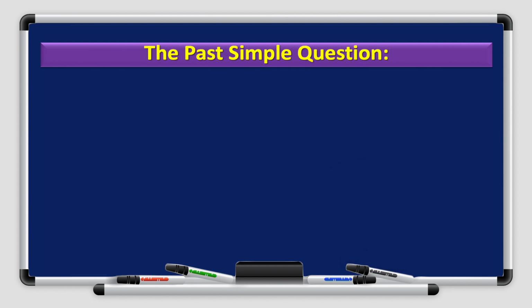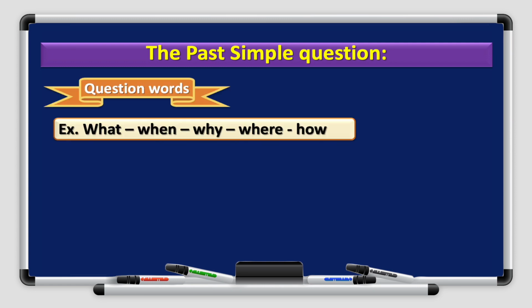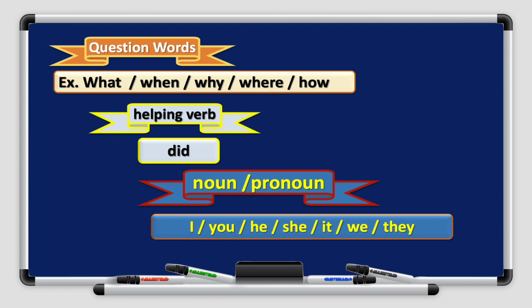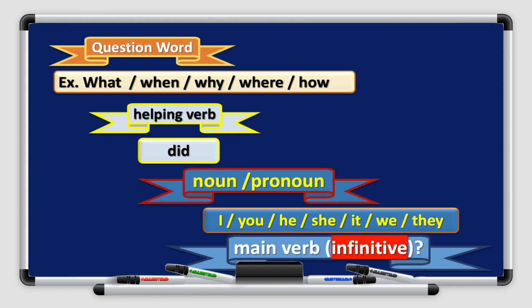The past simple question. How to form questions with the past simple? You start with question words, either what, when, why, where, or how, followed by a helping verb, did. Then you add your pronoun, I, you, he, she, it, we, or they. And finally, your main verb, infinitive. The same way as the present simple, but we changed the helping verb to did.